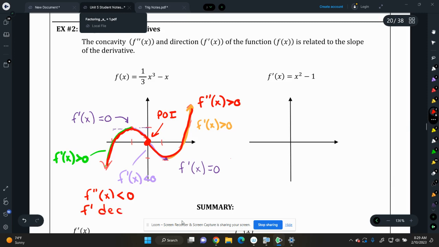F prime is decreasing, and then here f prime is increasing.